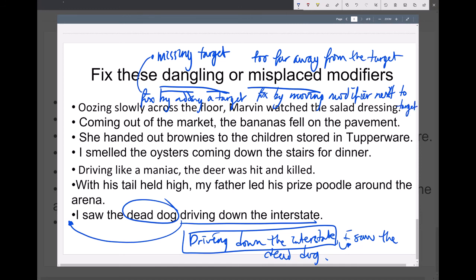Okay, so that's it. So the next time you want to use introductory phrases or modifiers in your sentence, whether it's one word or phrases, make sure you place them right next to the thing that you want to describe, which is the target. And if you don't have a target, you make sure you should add one. So that's how you fix dangling and misplaced modifiers.